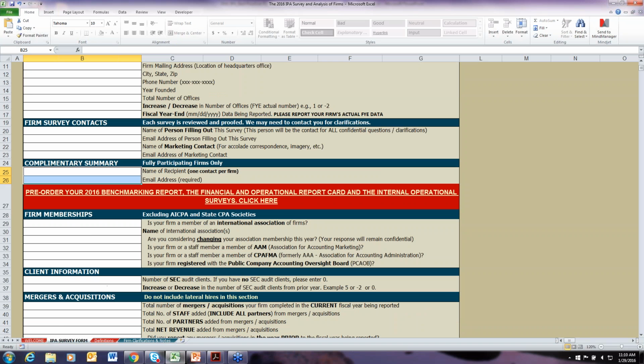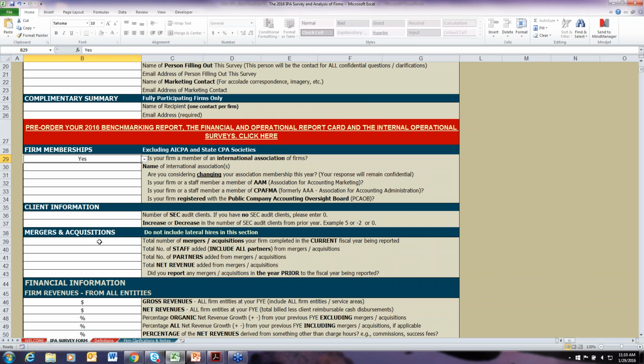Starting in row 29, I want to call your attention to the drop-down arrow here. This indicates the drop-down menu with selections to choose from. These drop-down menus are used throughout the survey, so anytime you see the down arrow when you are in a cell, be sure to click on it so you can select from the drop-down menu.